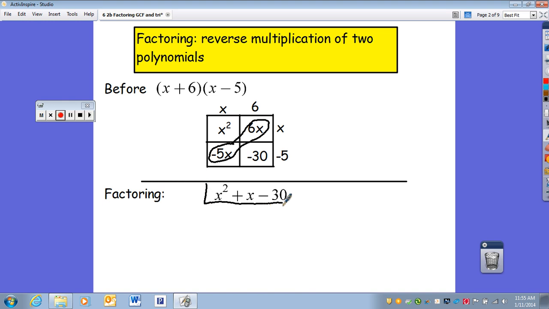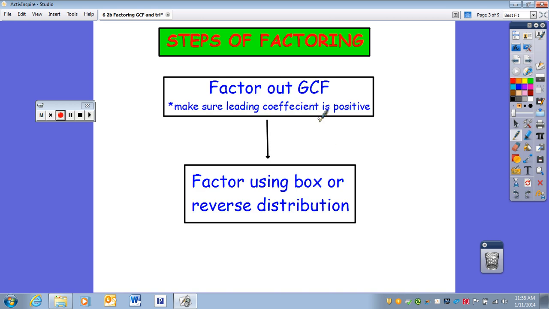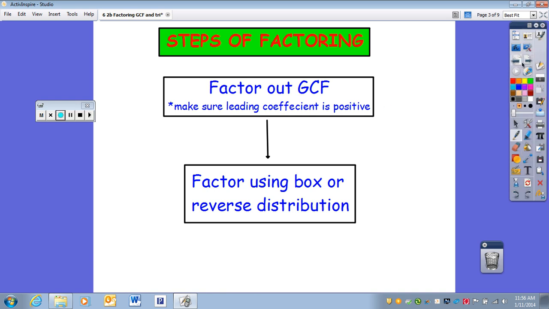So our job is going to be, we are actually going to be given the answer, the product, the polynomial, and we want to know what did we multiply together to get that, and those are called the factors. We'll begin with this process. When we are factoring, we always want to take out the greatest common factor, and we want the leading coefficient to be positive. Today we're going to practice factoring using both the box method and reverse distribution, and you'll get to decide which one is easiest for you.